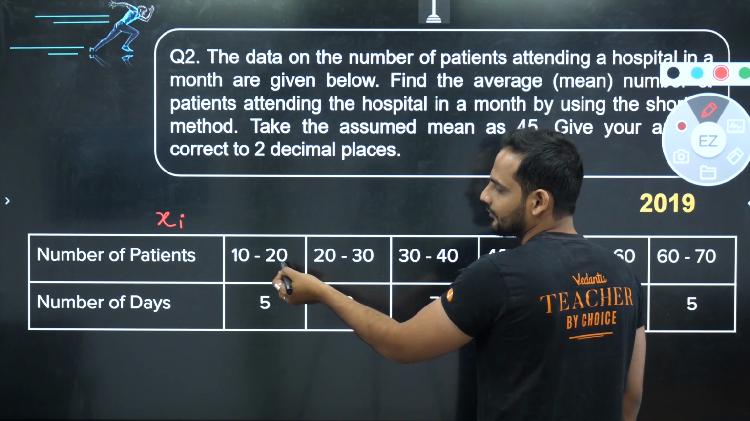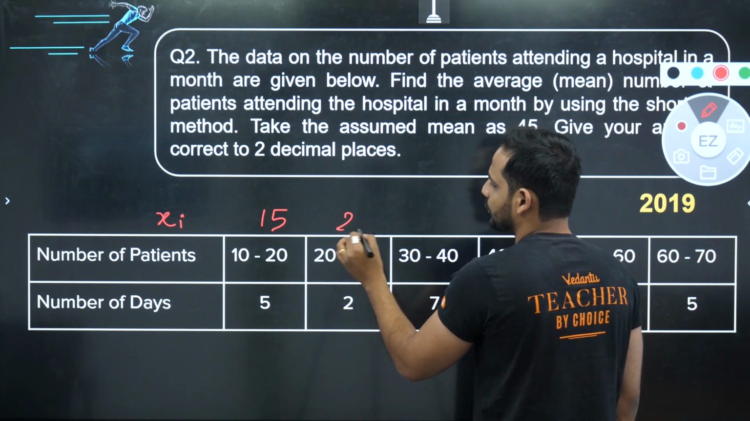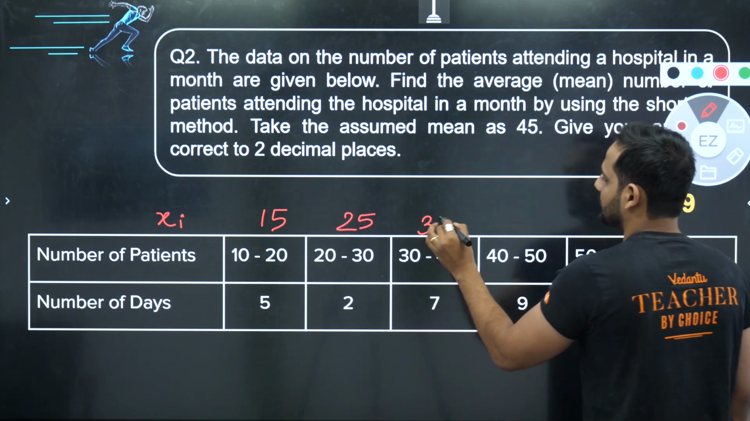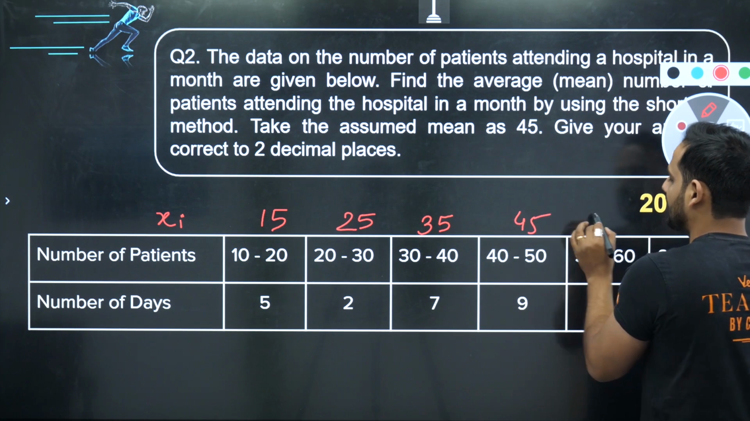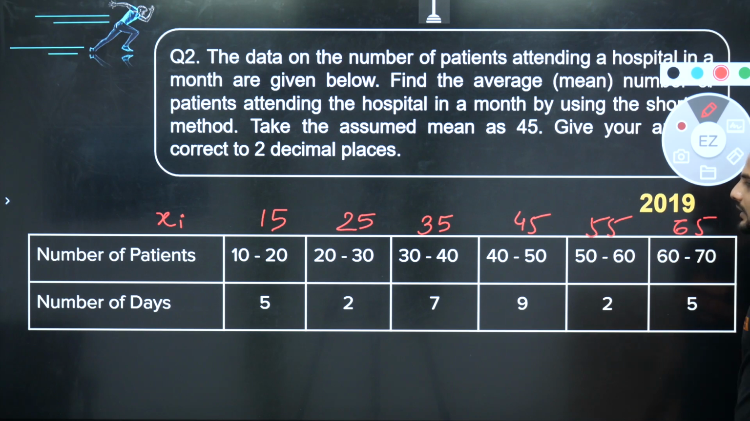So 10 plus 20, which is 30, divided by 2 is 15. Here it is going to be 25. Here it is going to be 35. Here it is going to be 45. Here it is going to be 55. Here it is going to be 65. So these are all your class marks, xi. They are telling you to use the assumed mean as 45.